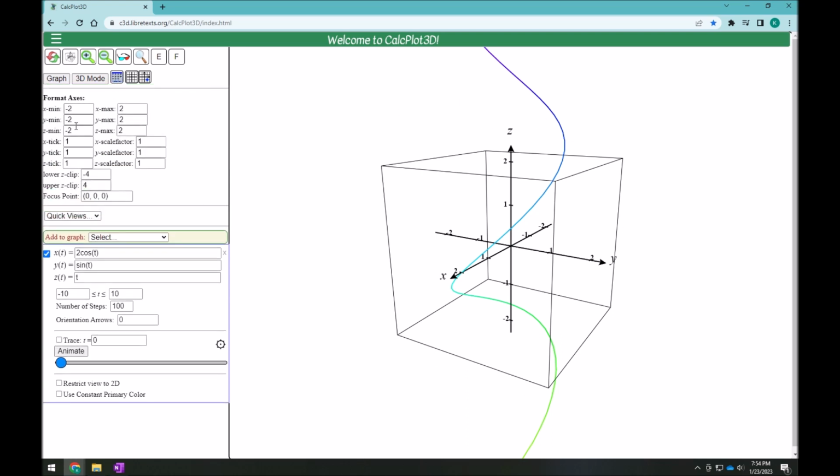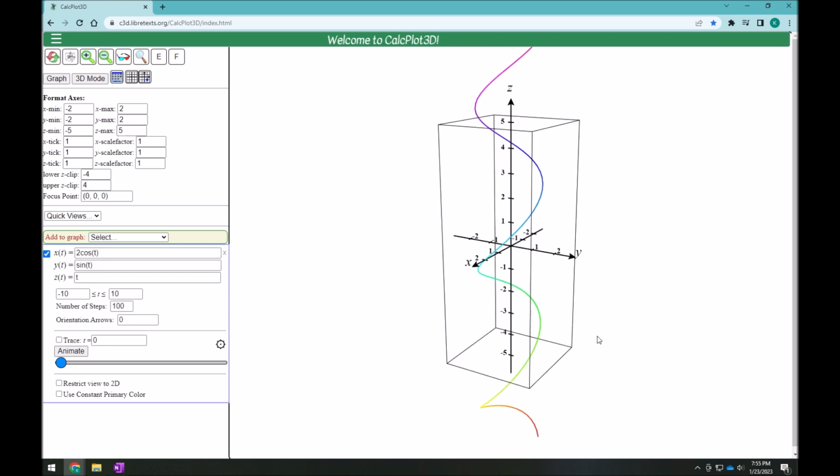I'm even going to go ahead and maybe adjust my axes so I can see a little bit higher and a little bit lower on this function, right? But I have this spiral that's happening. What I now want to do is think about what's going to happen again as I begin to trace this particular function. If I trace this function, I can start to see some different things happening.